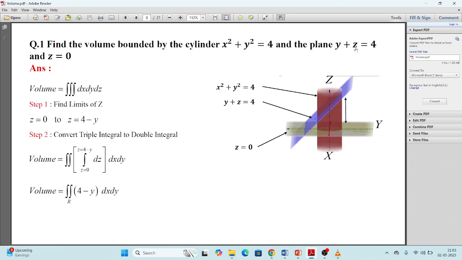So see how we can evaluate the integration. First we are evaluating integration with respect to z. As I said, z equals 0 to z equals 4 minus y. These will be the limits for integration with respect to z. So on integrating dz, it will be z within this limit, so 4 minus y, and for 0 it is 0. Integration with respect to dx dy.